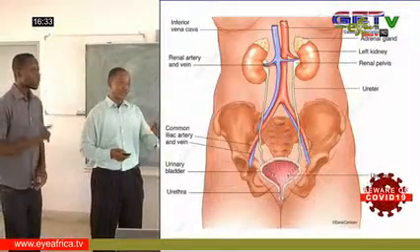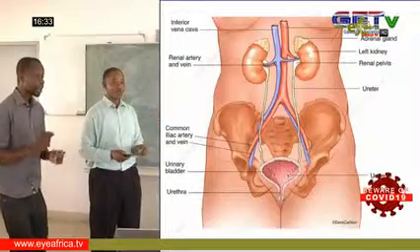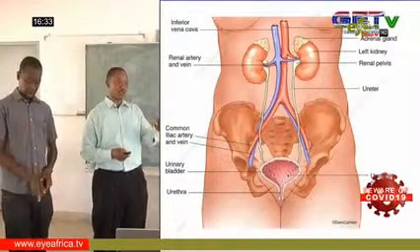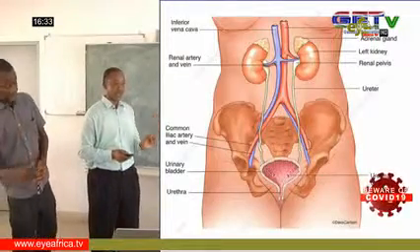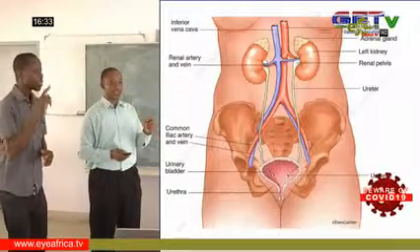And if we go down, you have the bladder, and then the tube that takes urine out of the bladder, because the bladder is there to store urine. The tube that takes the urine out of the bladder is the urethra. Don't confuse the urethra with the ureter. You can check the spelling.